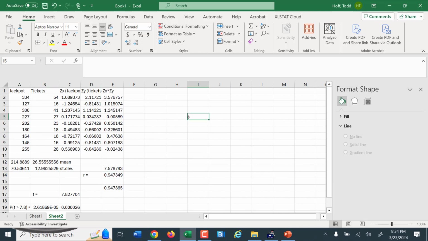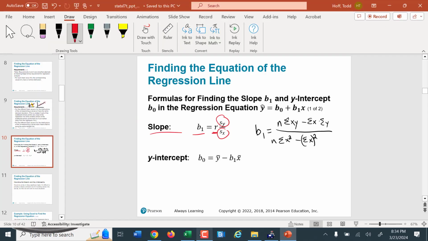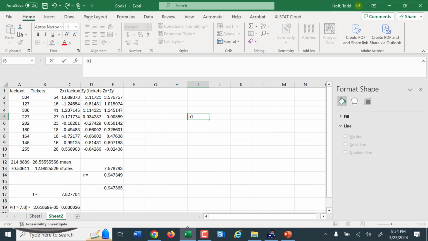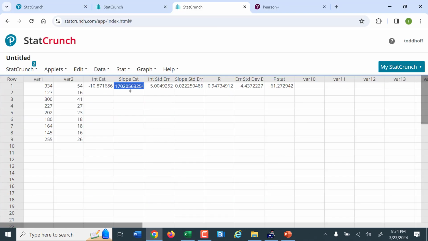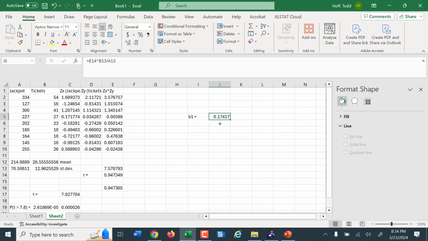So our value of B1 here is going to equal the correlation coefficient right there times the standard deviation of y, which is this one, divided by the standard deviation of x. That gives us 0.17417. We had found that when we did our StatCrunch. That was right here, the estimate of the slope, 0.1702. That's because we were using non-rounded values here. This is using a slightly rounded value, so we get the 174.